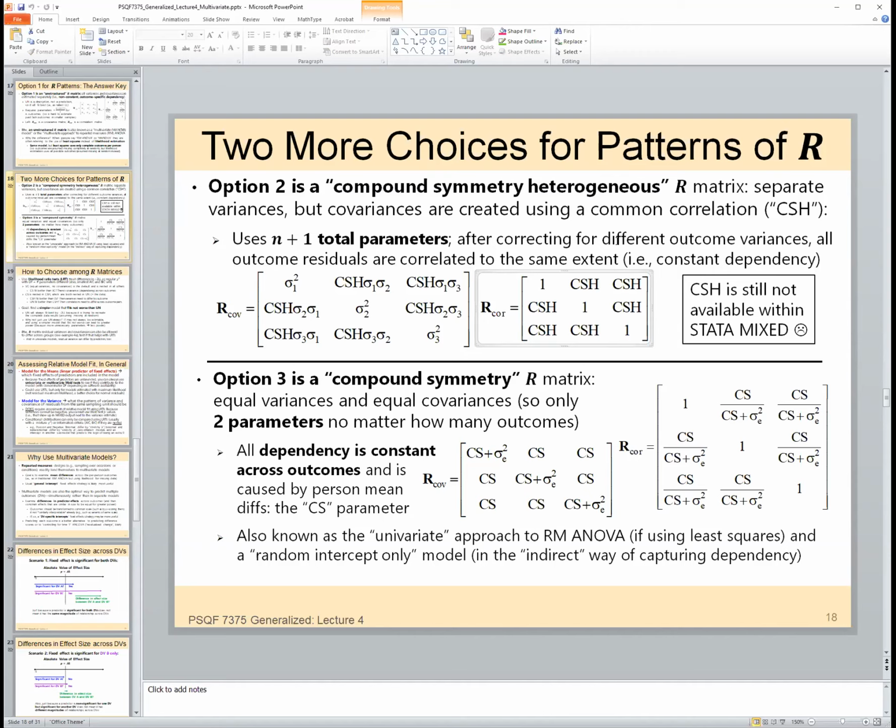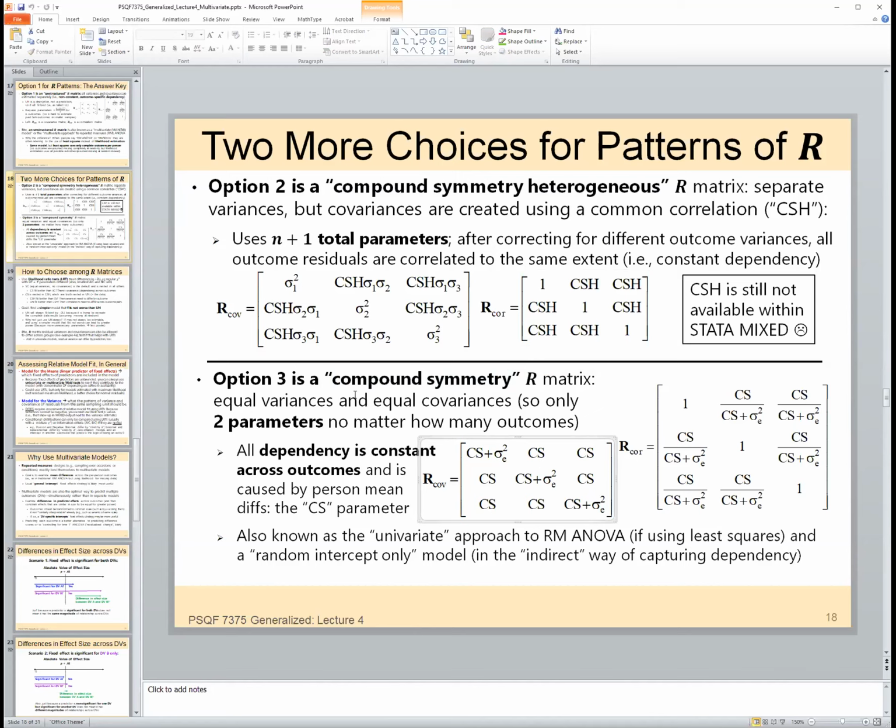The only other one that would be reasonable to consider for this type of data is compound symmetry, which implies homogeneous variances, and that's this thing right here. This is the idea that all of the outcomes share the same residual variance. It forces the residual variance to be equal across outcomes, and it forces the covariance across outcomes to be equal too.